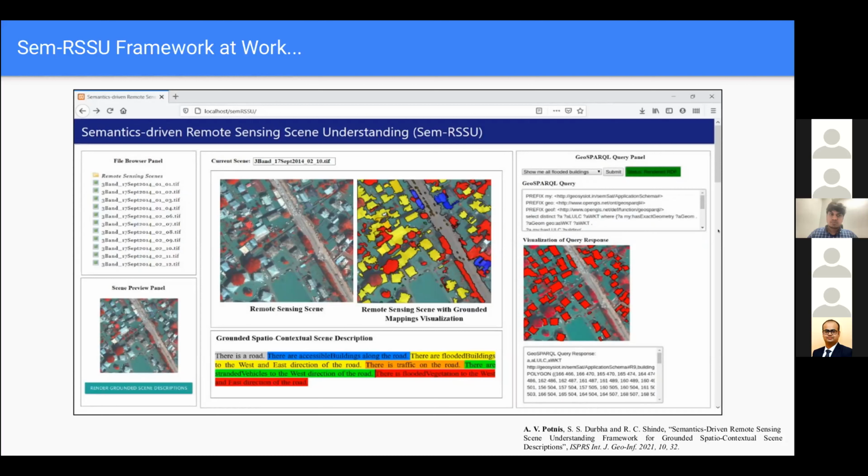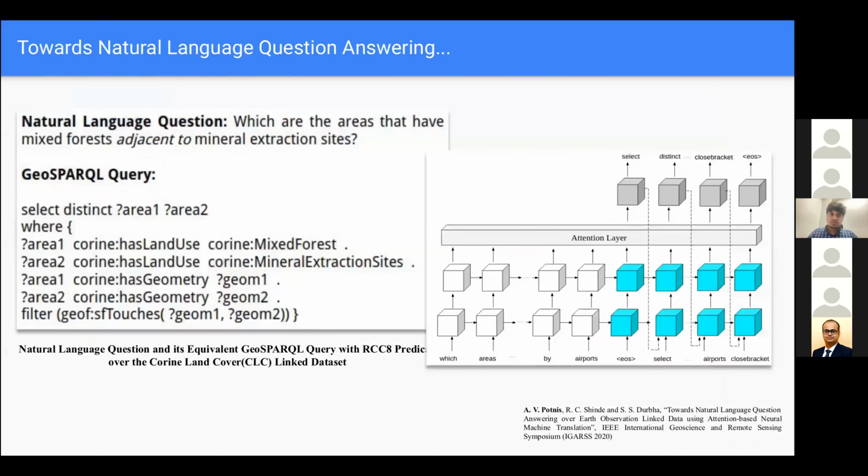Great. So this was one of the prominent works in the domain of semantics-driven remote sensing scene understanding, which fulfilled the two objectives that we had of translating a remote sensing scene into a natural language scene description, and also to translate a remote sensing scene into a form that is both human readable as well as machine understandable, right? So the knowledge graph aspect. With that, let's talk about the third objective that we had, wherein we expected the machine to be able to answer questions posed to it in natural language, right?